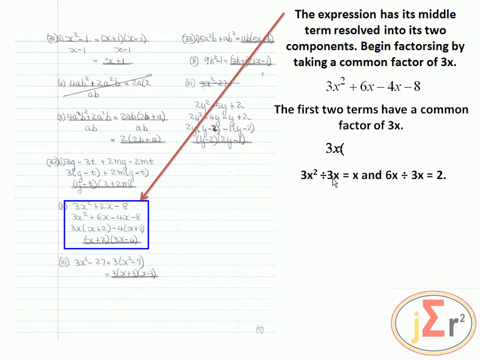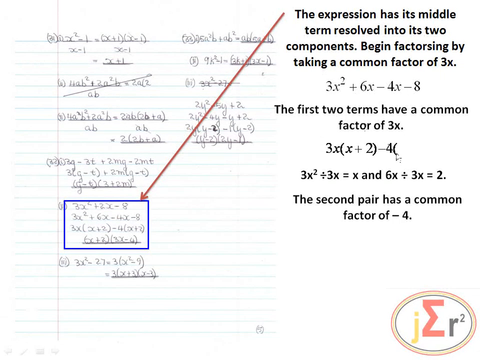3x squared divided by 3x is x. 6x divided by 3x is equal to 2. x plus 2. And the second pair has a common factor of negative 4. We say negative 4 into negative 4x: negative into negative is positive, and the 4's will cancel, we have x. Negative into negative is positive, and 4 into 8 is 2, so x plus 2 again.